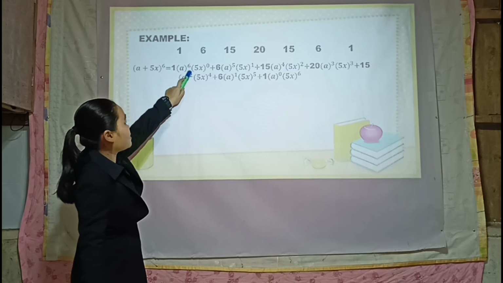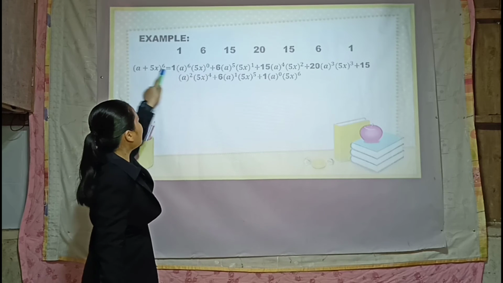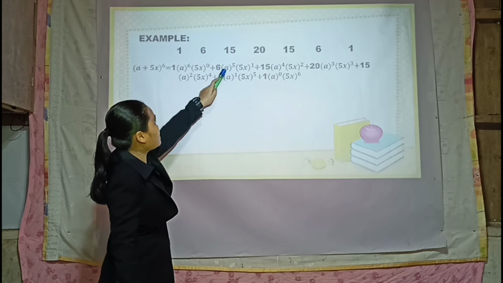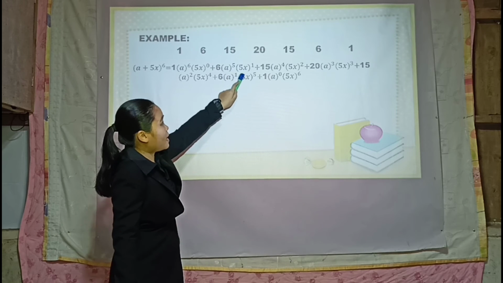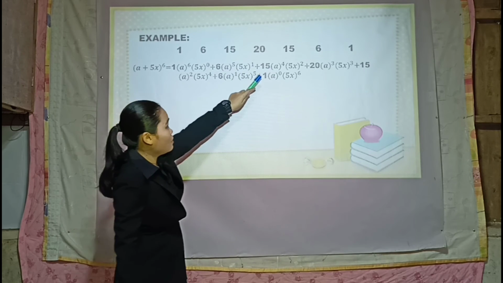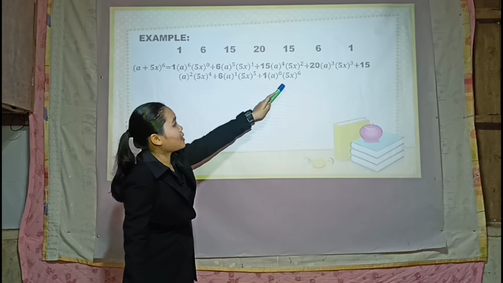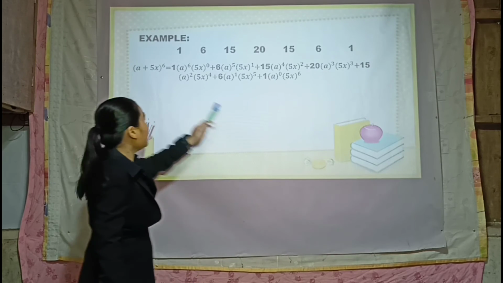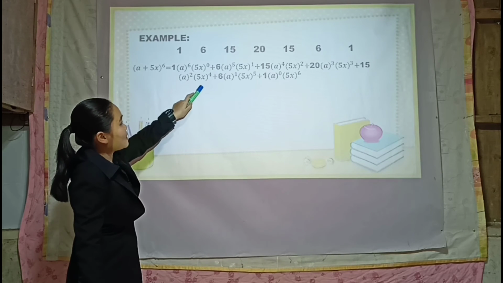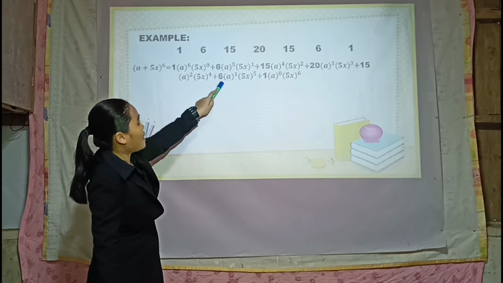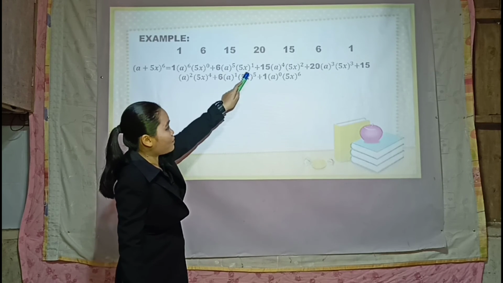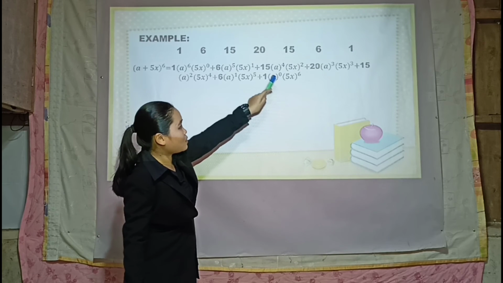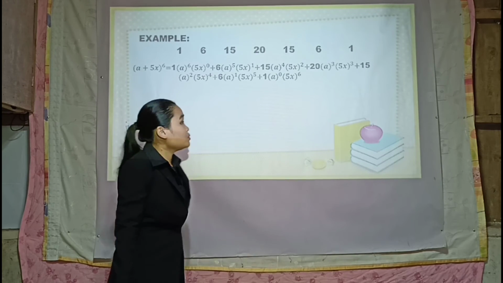So we have 1 times a raised to 6 times 5x, which is our b, raised to 0, plus 6 times a raised to 5 times 5x raised to 1 plus 15a raised to 4 times 5x squared plus 20 times a cubed times 5x cubed plus 15a squared times 5x raised to 4 plus 6 times a raised to 1 times 5x raised to 5 plus 1, which is our coefficient, times a raised to 0 times 5x raised to 6.